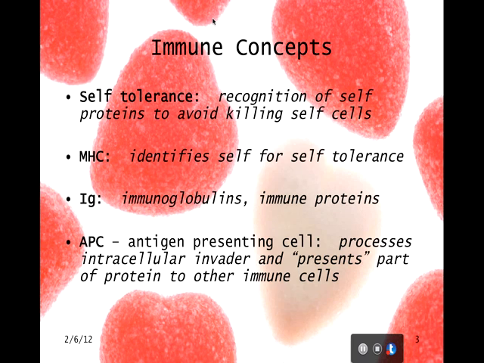When an invader is inside a cell, it is hidden from the immune response. The cell must display some foreign proteins in order for the immune system to react. The cell becomes an antigen-presenting cell when it processes the invader and displays part of the invader's protein on the surface to the other immune cells.